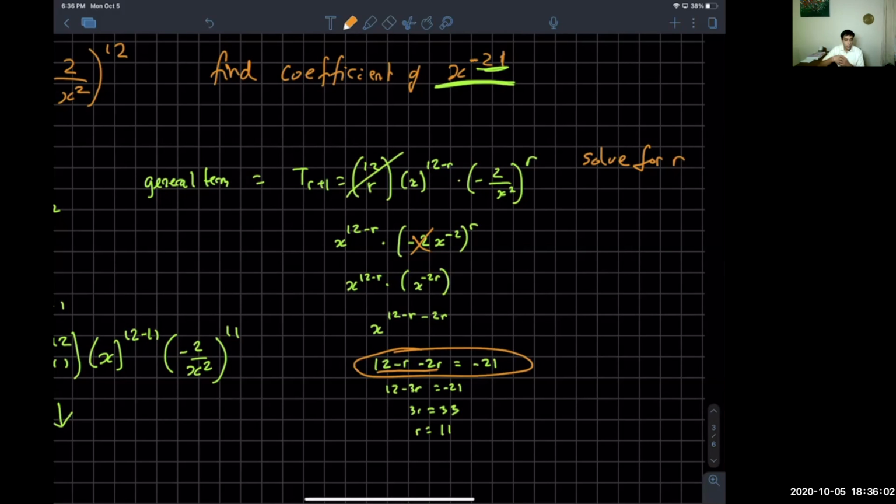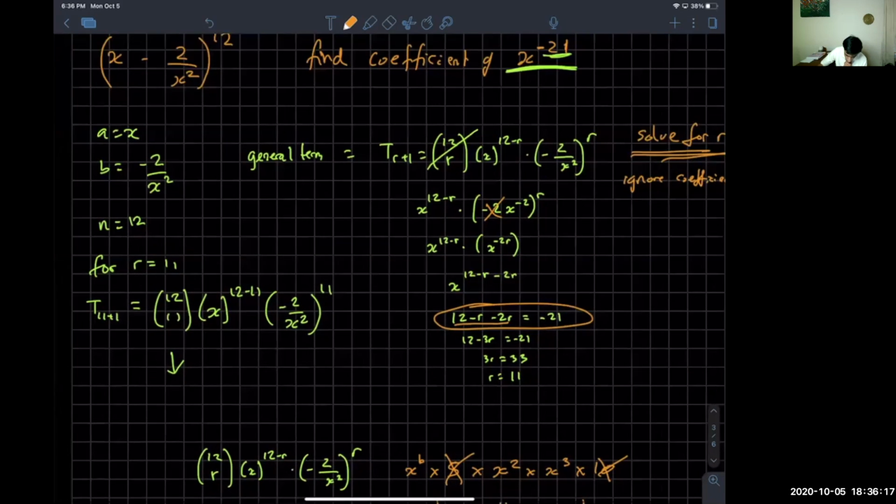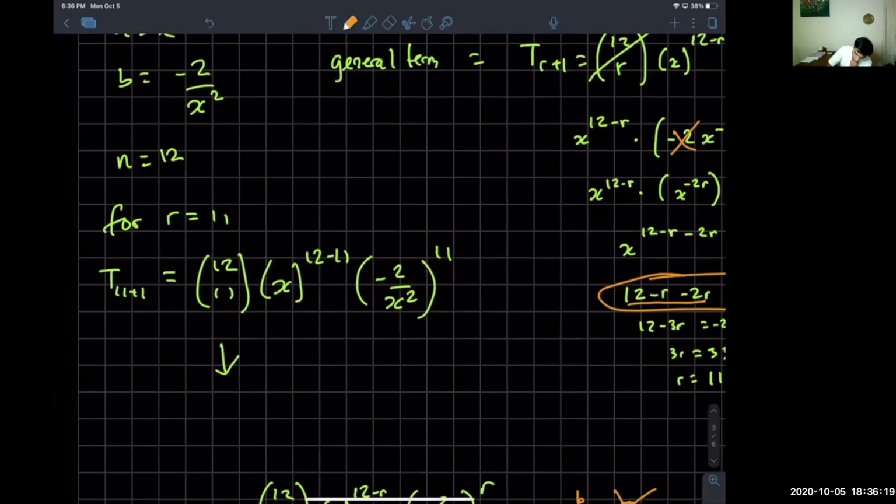Yeah, exactly. So you can ignore the coefficient and focus on the x value when solving for r. So when you're solving for r, then ignore the coefficient, okay? When you're solving for the coefficient, here we're solving, wow, I can't spell. Solve for coefficient.